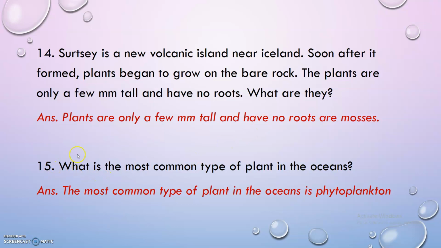So 15th question. What is the most common type of plant in the oceans? The most common type of plant in the oceans is phytoplankton. They are microscopic. We have discussed it.